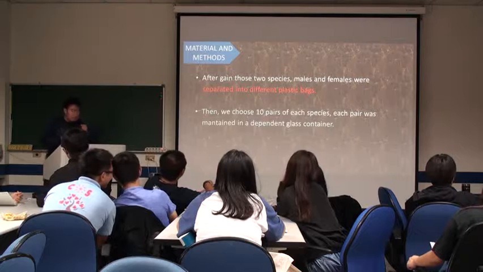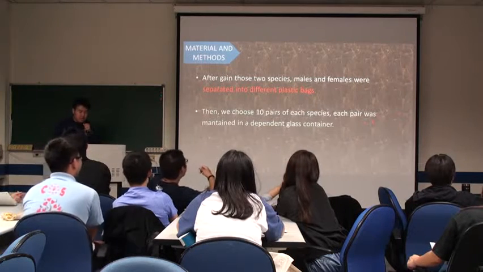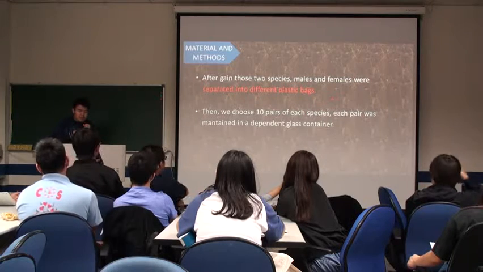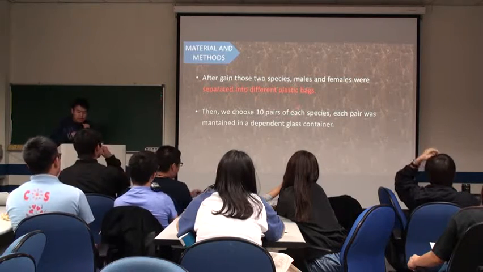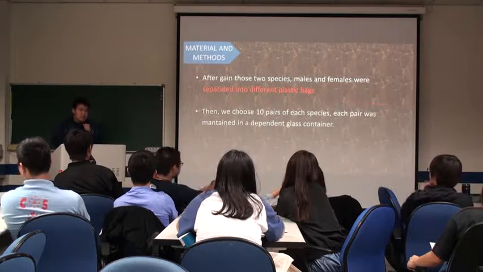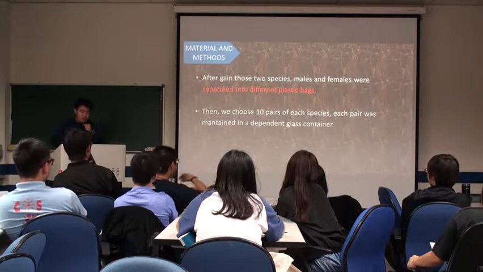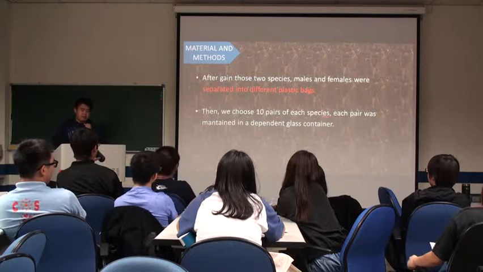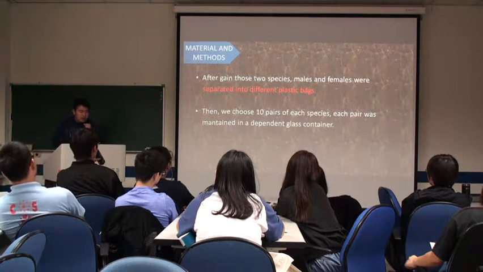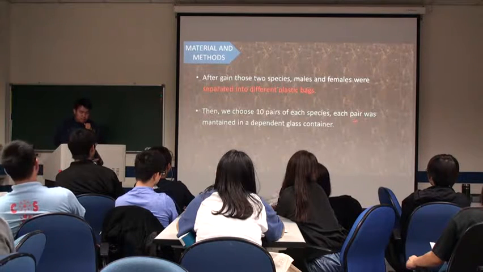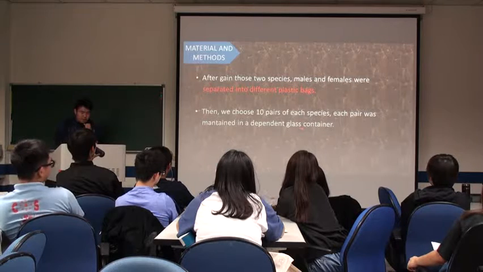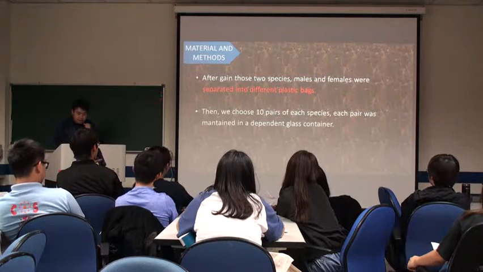And now we get into the method. After getting those 2 species, males and females were separated into different plastic bags. This is because I don't want them to mate too early. It would definitely influence the result of the experiment. So then we chose 10 pairs of each species. Each pair was maintained in an independent glass container.